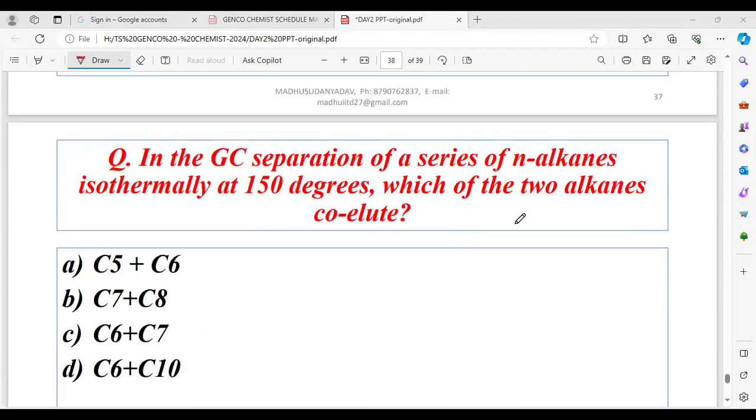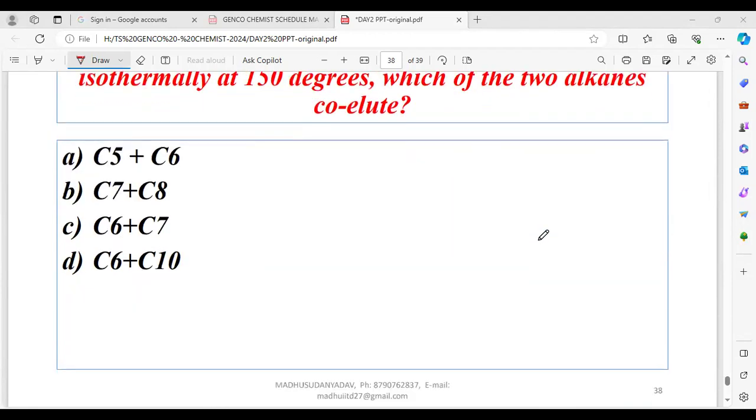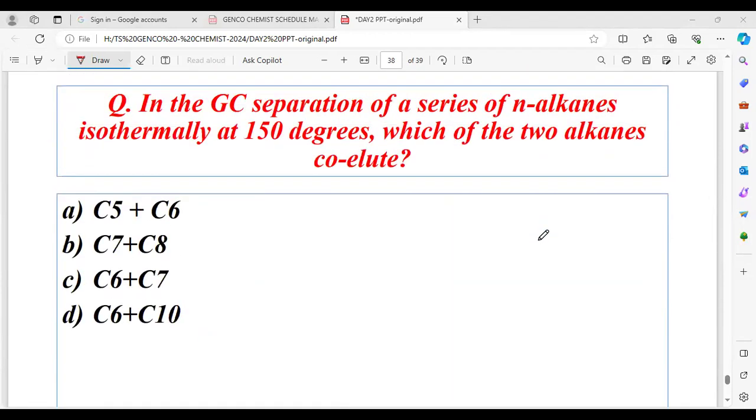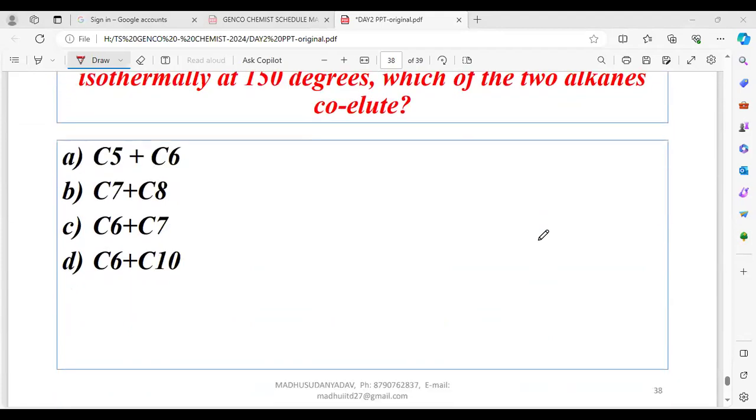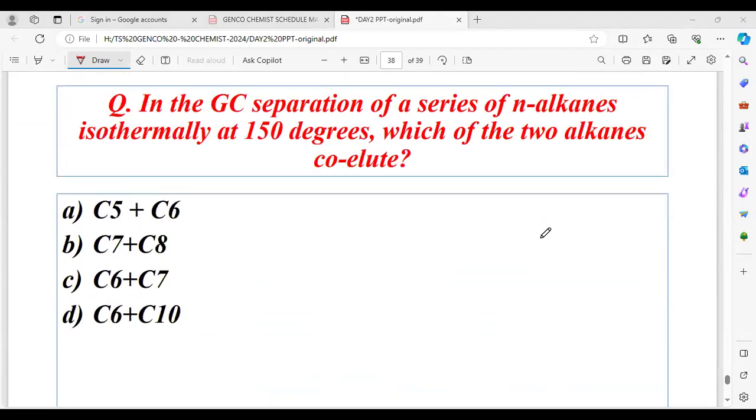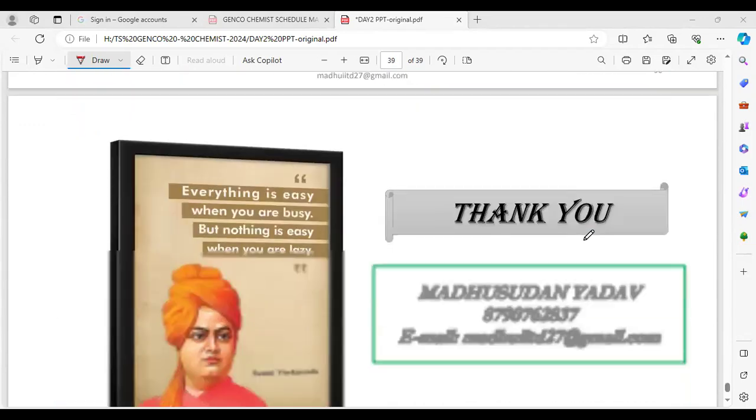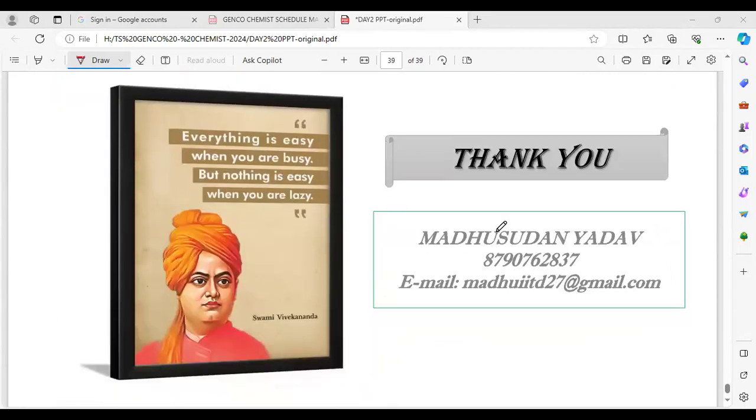Isothermal at 150 degrees, which of the two alkanes spoil it? No idea? It's there in the graph. 6 and 7. Yeah, 6 and 7 only.